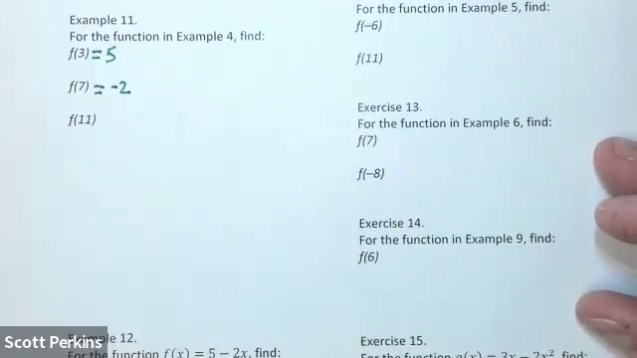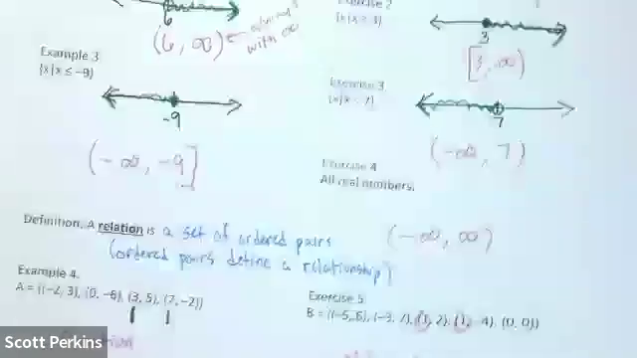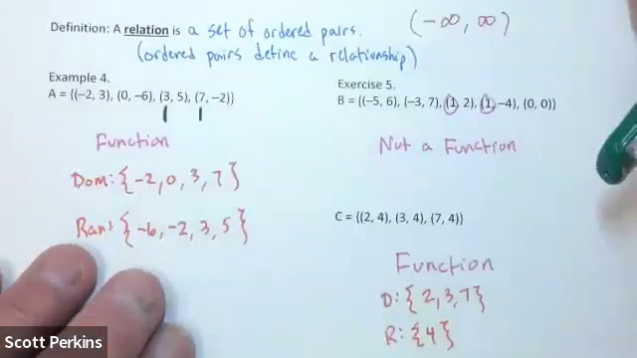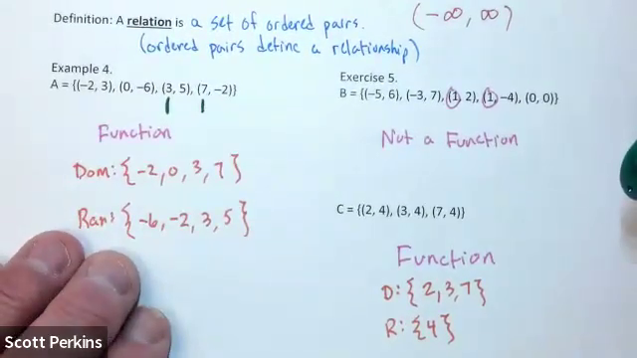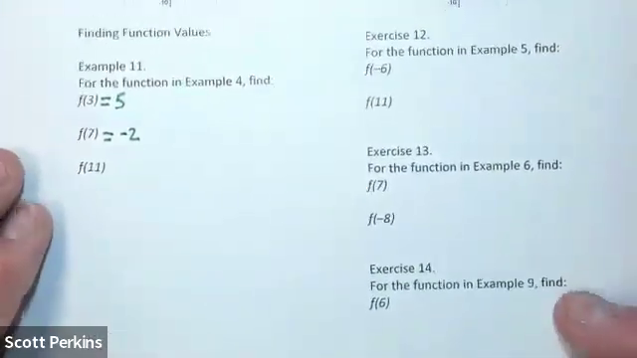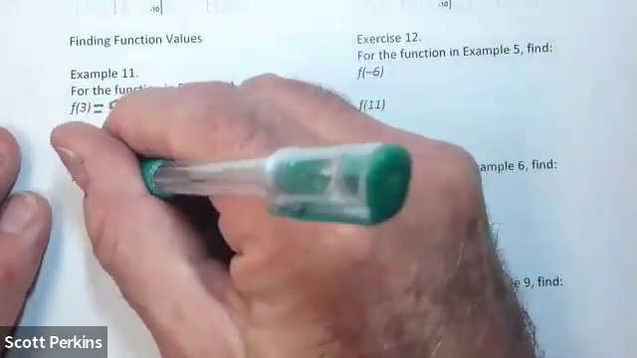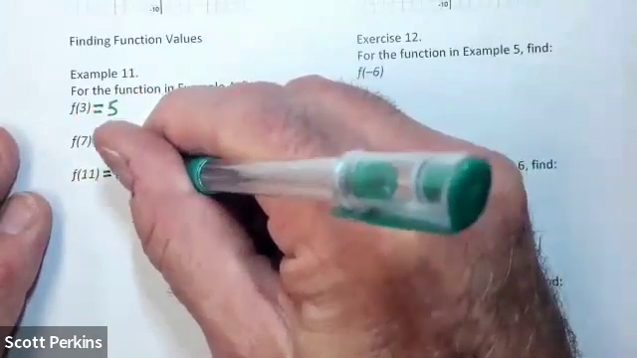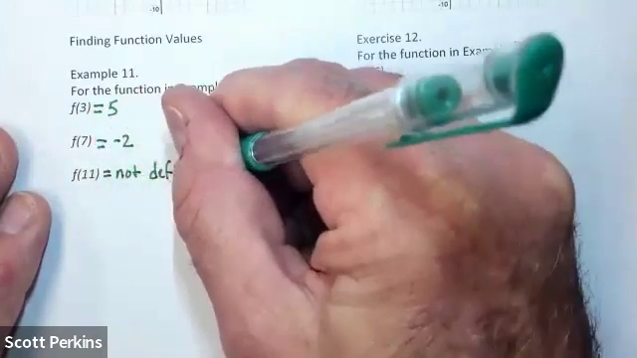Last but not least, turn back to example 4. What's the function value at 11? And when we look at example 4, what do we notice? There's no 11. So here's what I write in that instance: this is not defined by this function. There's no relationship defined.